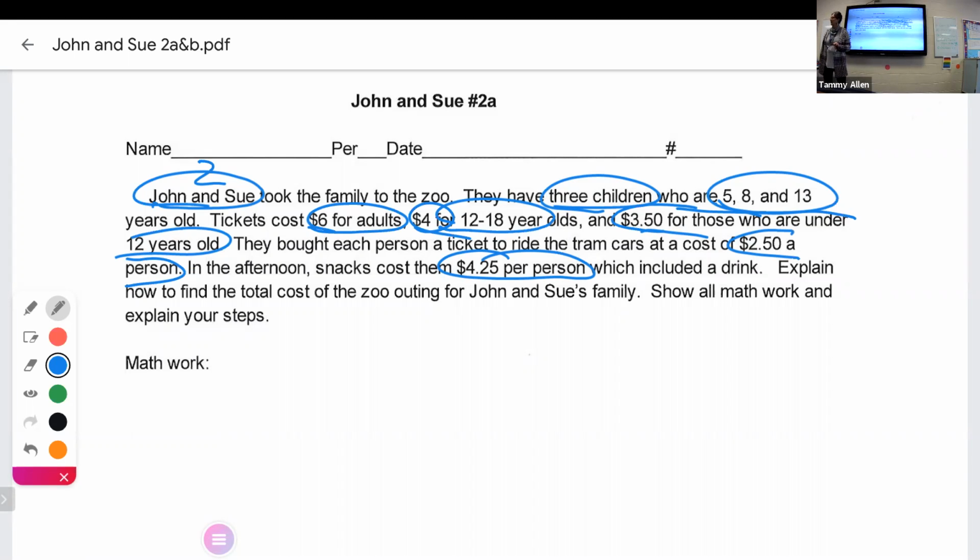And let's underline what we're looking for. What are we looking for? Explain how to find the perfect size. I'm trying to find the total cost of the zoo outing. Box important keywords. First, what? Anywhere else?